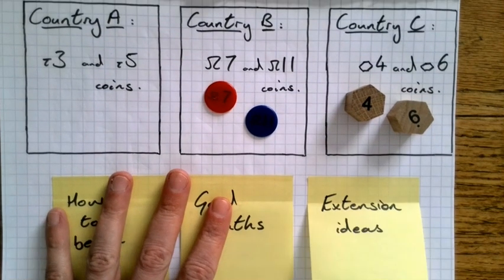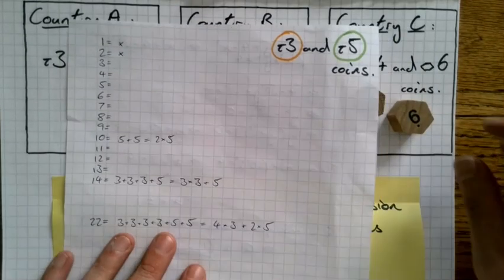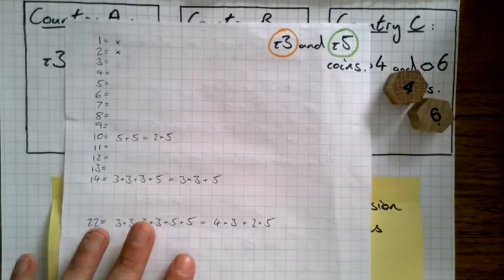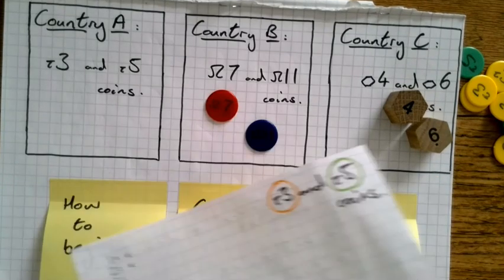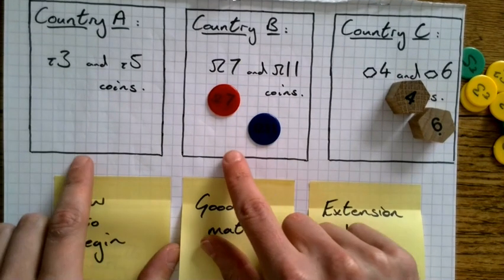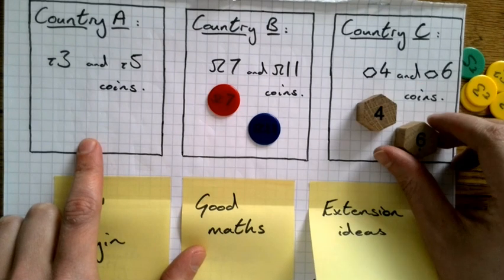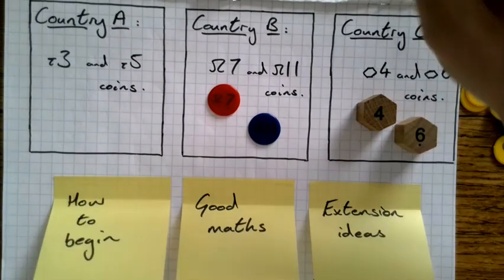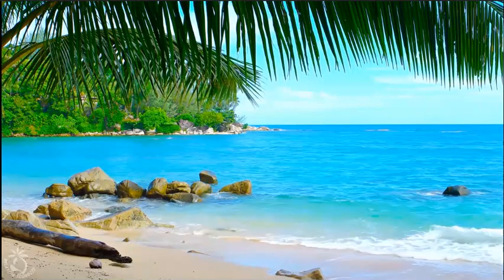Importantly, what everybody should be doing, go back to this, and let me just remind you, using just the coins that I've given you, in each of these countries, what values can't we make? I'm going to leave you here, I think, back on the beach.